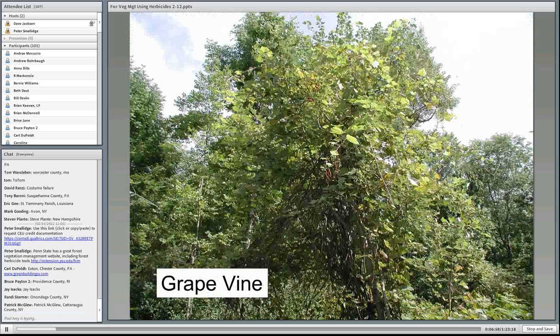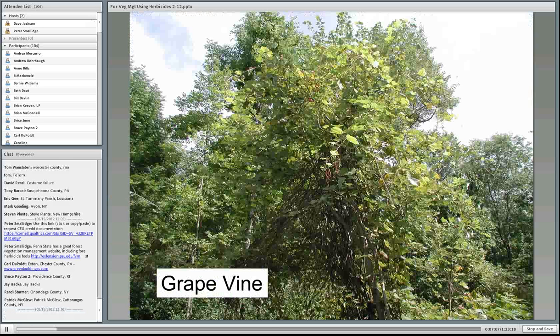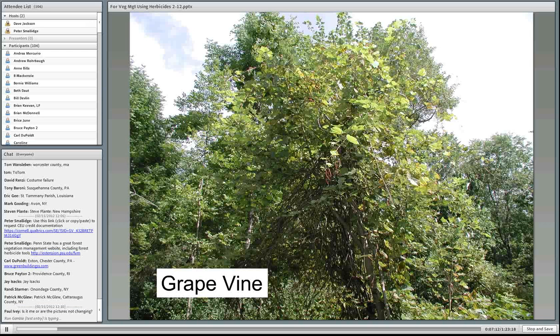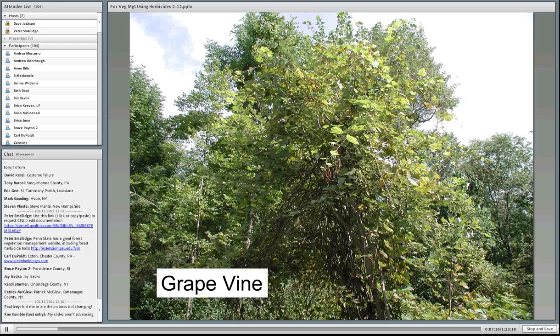Grapevine. Grapevine can be severely damaging as it climbs across the crowns of trees. With snow and ice damage, it can break and bend a lot of new saplings and pole timber sized trees and compete for sunlight. So grapevines need to be addressed.